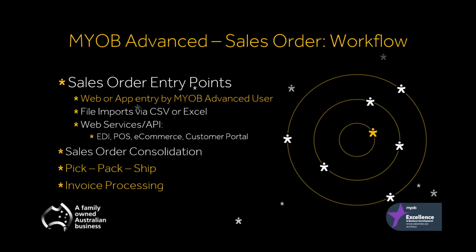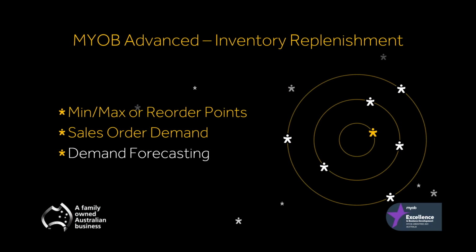Once we jump over from sales orders, we'll then be looking at the inventory replenishment. And there's three main topics there that I thought I'd touch on as well. So there's the ability of reordering stock based on minimum, maximum levels, or what we call reorder points, as well as purely just on a sales order demand. So if you are a purchase to order kind of environment where you're purchasing stock based on the sales orders that are being entered, then that's one of the examples we'll go through. And in addition, we can do demand forecasting.